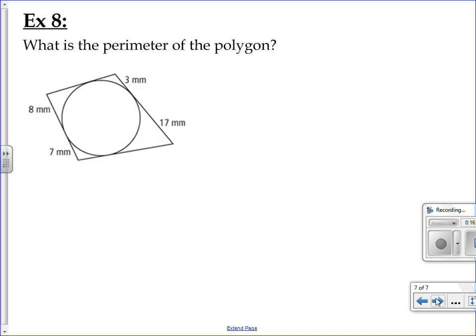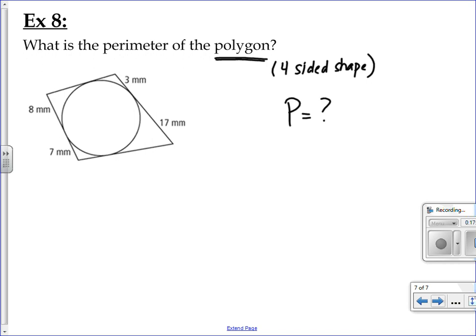Okay, last problem. What is the perimeter of the polygon? So notice I have 2 shapes here. I have a 4-sided shape, and I have a circle. Which one is the polygon? The polygon is the 4-sided shape. A circle is not a polygon, because a polygon will not have any curves. It needs to have corners, it needs to have angles. So we're trying to figure out the perimeter of the 4-sided shape.